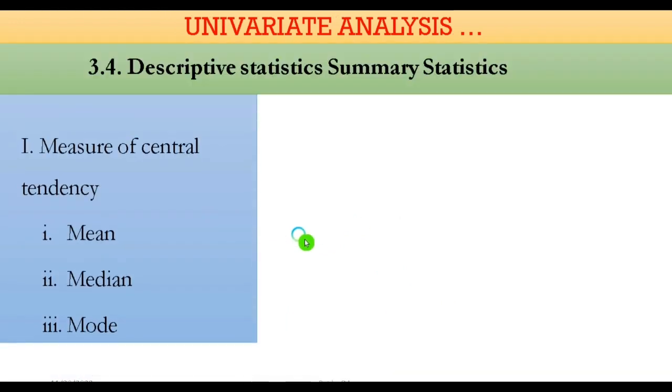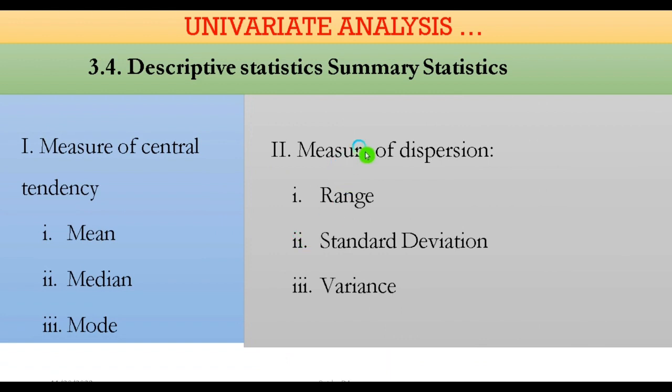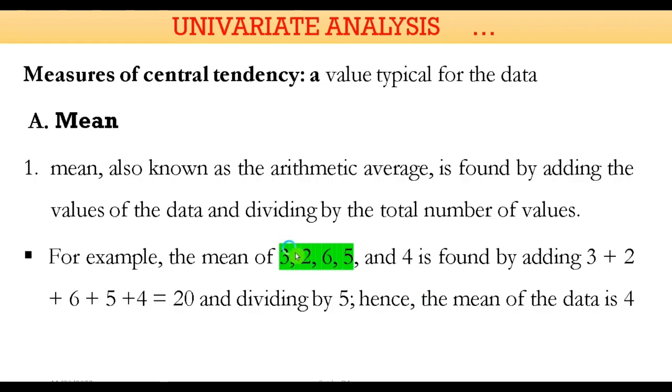The other is a very important one, descriptive statistics, or summary statistics. We have two approaches in this case: measure of central tendency and measure of dispersion. Under measure of central tendency, we have mean, median, and mode. In the case of measure of dispersion, we have range, standard deviation, and variance.